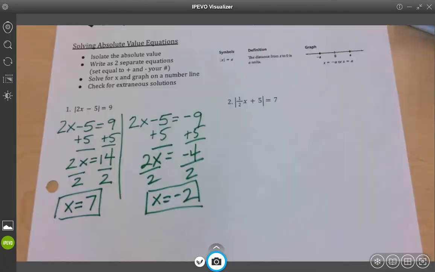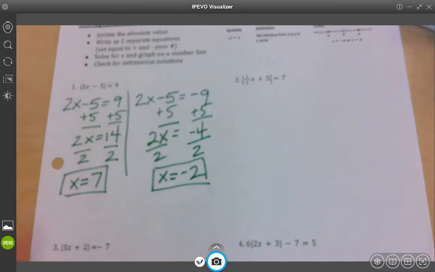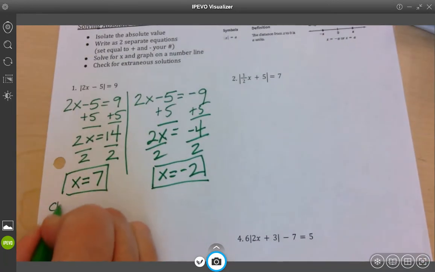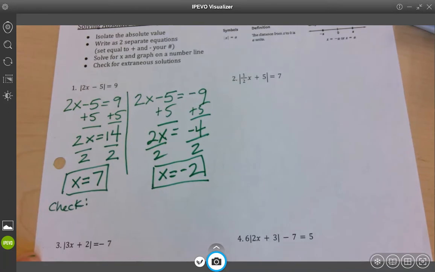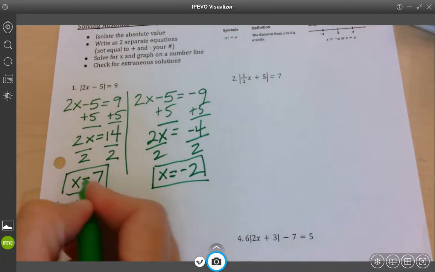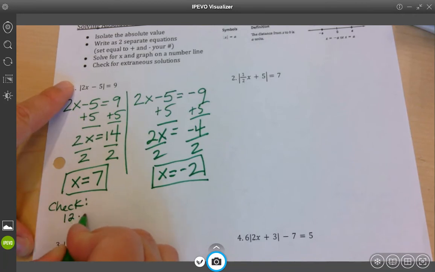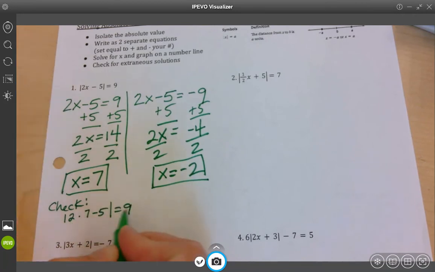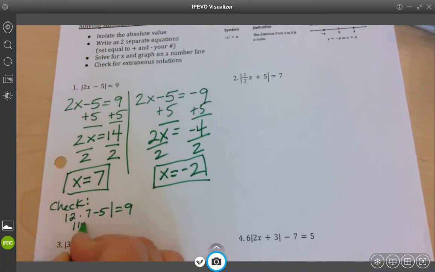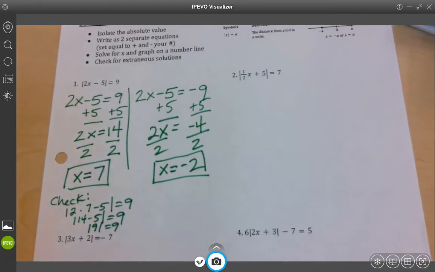Okay, so I can check and see if 7 is a solution. Notice I boxed it so I can separate the check from the answer. This is the answer, this is the check. Absolute value of 2 times 7 minus 5, does that equal 9? Absolute value of 14 minus 5, and then absolute value of 9 equals 9. Is that true? Yeah, it worked.